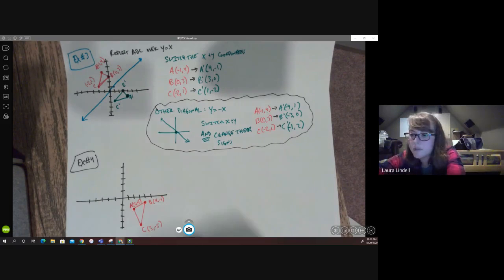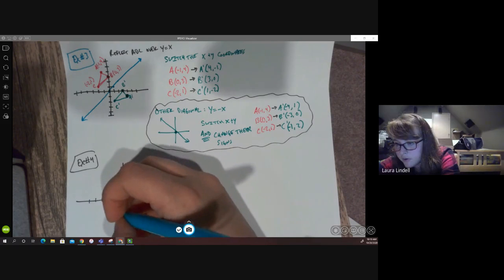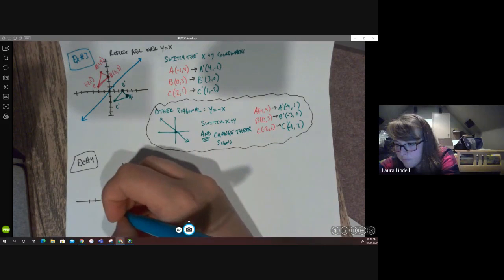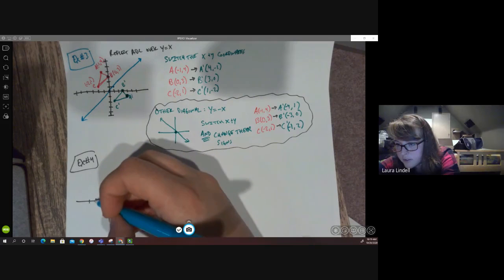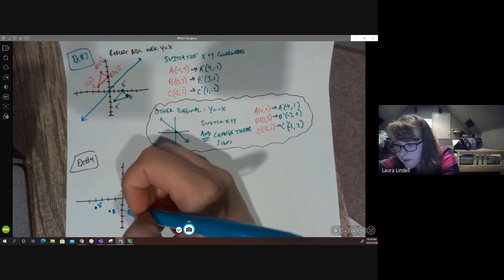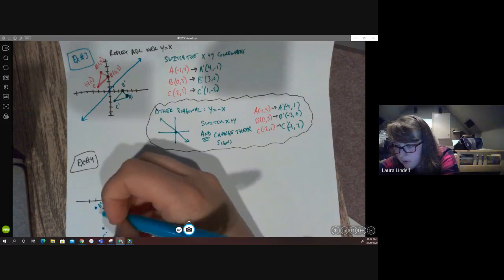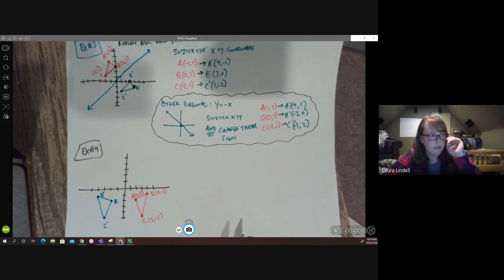And the new shape is going to be over -2, down 2. Over -4, down 1. And over -3, down 5. And we have to figure out what the line of reflection is here.